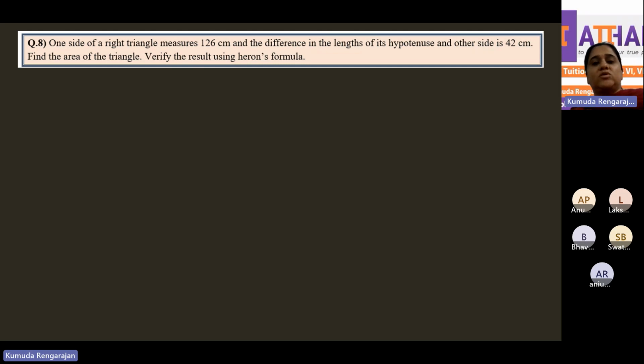This question also will be a test on Tuesday. Similar to this, we've done one earlier.